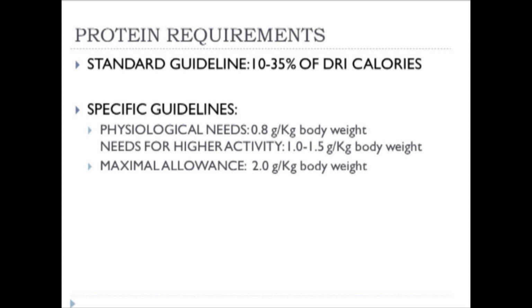Now, this is a basic physiological requirement. It usually is associated with roughly 10% of the DRI calories. But when it comes to the need for higher activity, the guidelines suggest anywhere between 1 to 1.5 grams per kilogram body weight will meet the needs of most individuals that are actually working out. And this usually is associated with roughly anywhere between 10 to 15% of the DRI calories. The maximal allowance for protein is estimated at 2 grams per kilogram body weight. And that's for all healthy individuals, even those that do a lot of sport, a lot of strengthening exercises. They shouldn't really be going over 2 grams per kilogram body weight.